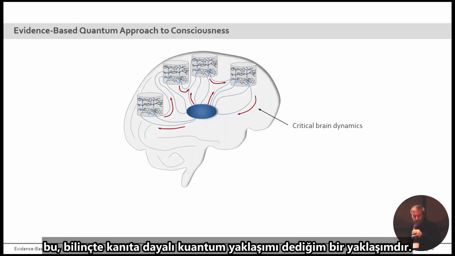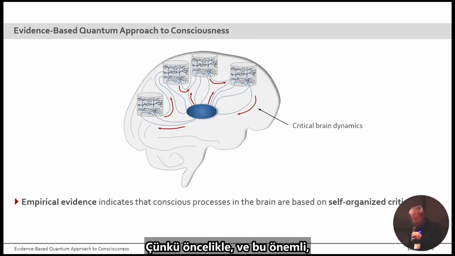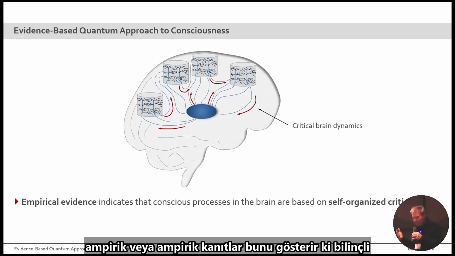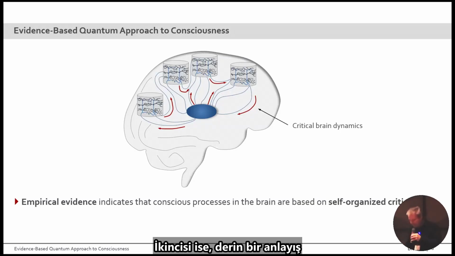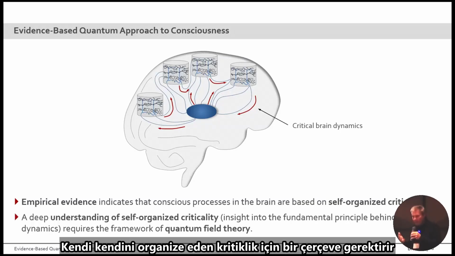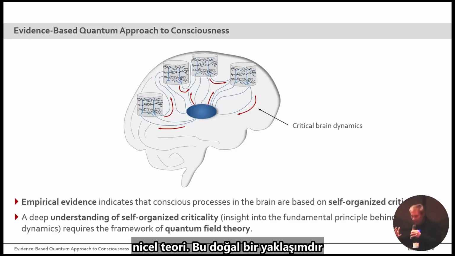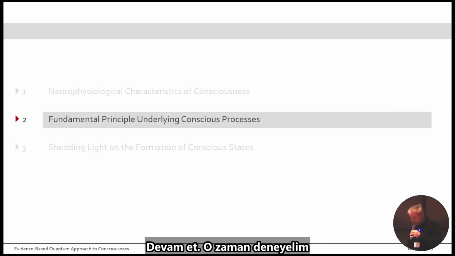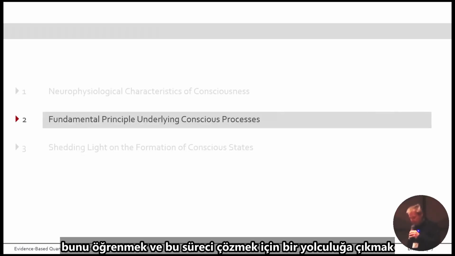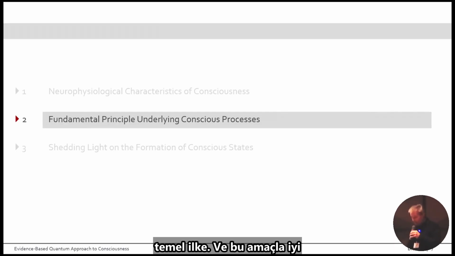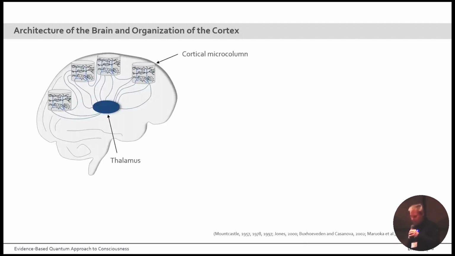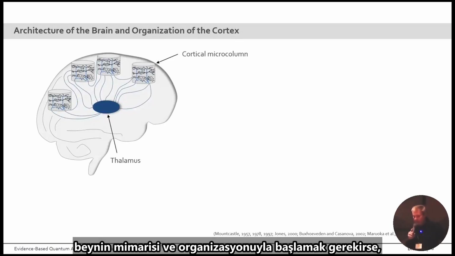And this is what I call an evidence-based quantum approach to consciousness, because first of all, and that's important, it relies on empirical evidence. The empirical evidence indicates that conscious processes are based on self-organized criticality. And second, a deep understanding of self-organized criticality requires a framework of quantum field theory. So this is a natural approach to go ahead. So let's then embark on a journey that aims to unveil this fundamental principle. And for this purpose, it's good to start with the architecture of the brain and the organization of the cortex.